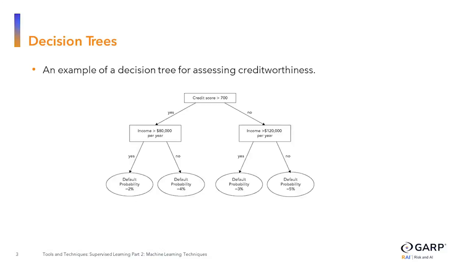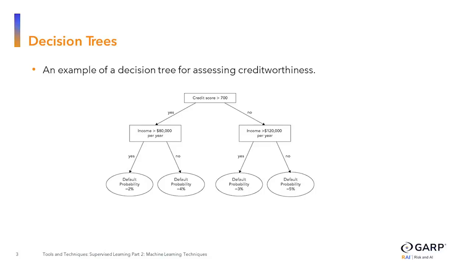So there are a number of nodes in a decision tree, which can be taken as the boxes that you see here. These each pose a question. So the question posed by the very top box is: is your credit score greater than 700? Yes, you go down one direction. No, you go down another direction.